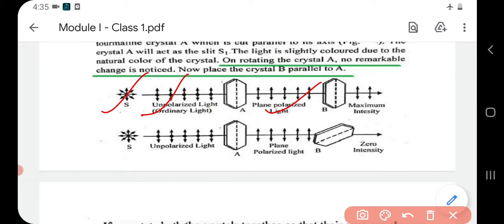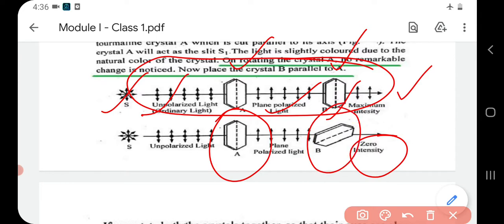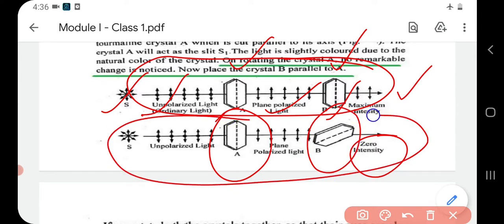Now you are again passing that plane polarized light through another tourmaline crystal, say B, and the light emerging from that B will be of maximum intensity only if A and B are parallel to each other as shown in this figure, whereas the emergent light will be of zero intensity if these two crystals A and B are at right angles to each other as shown in this figure.